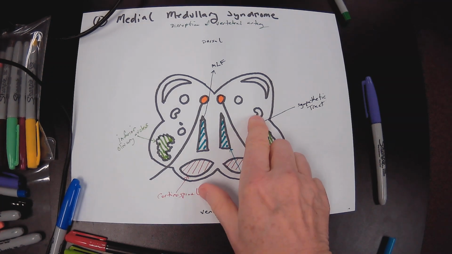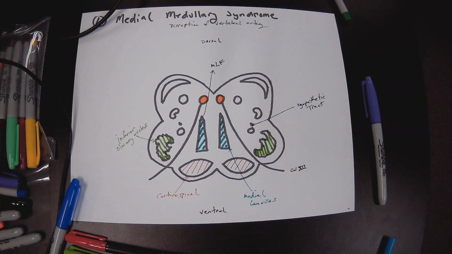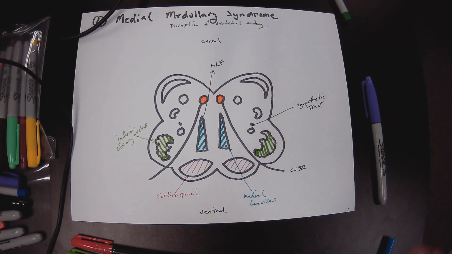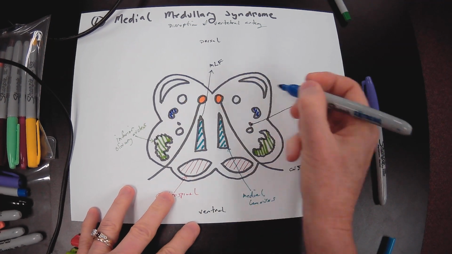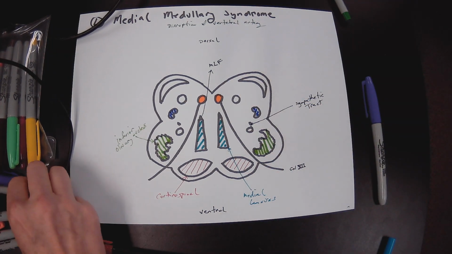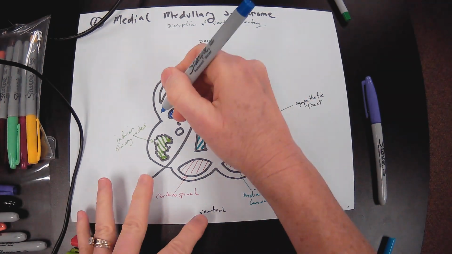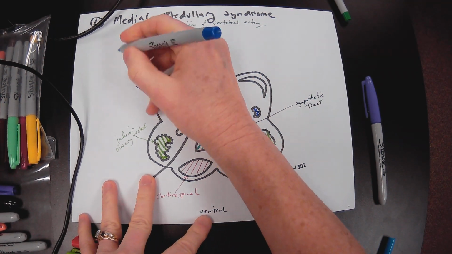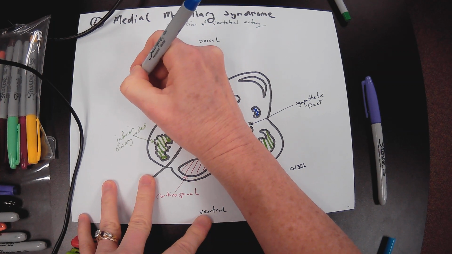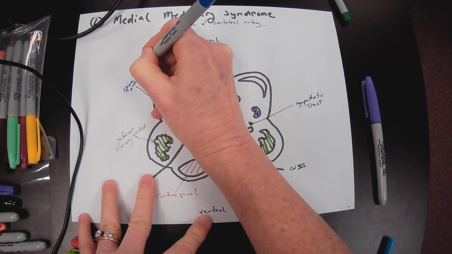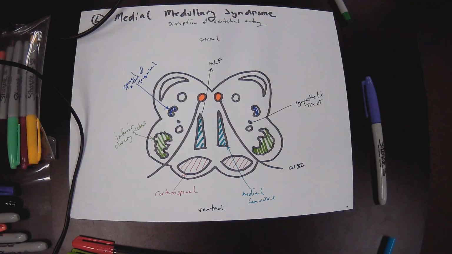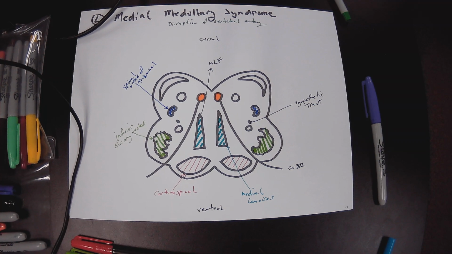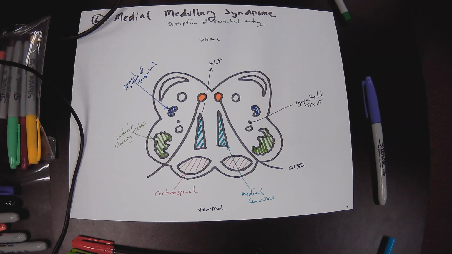We also have kind of a little C-shaped thing here on the side. Does anybody know this one? Yeah, spinal nucleus of trigeminal. Okay, your spinal nucleus of trigeminal. Involved in receiving sensory information from the head and face area.